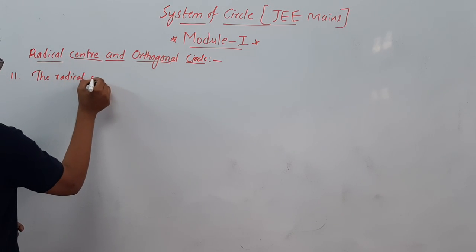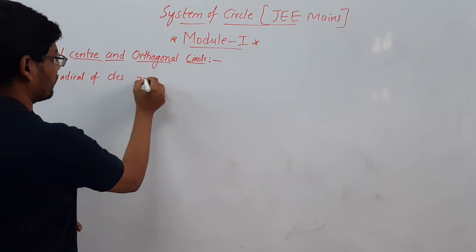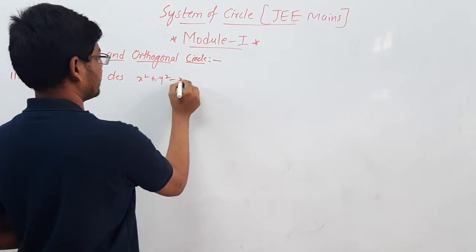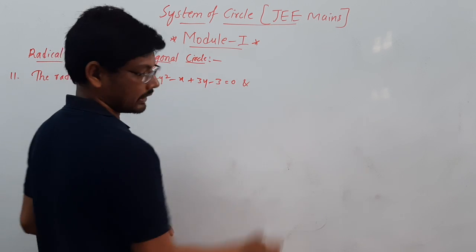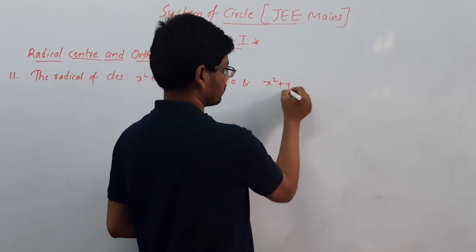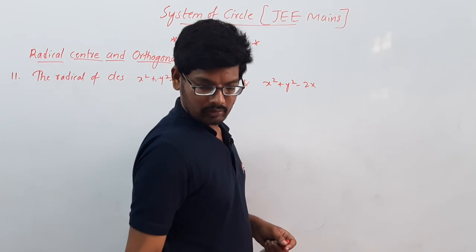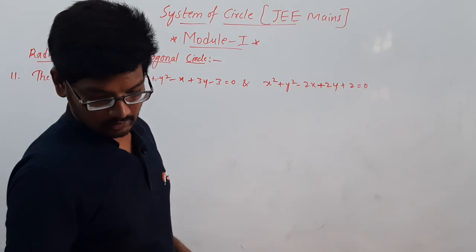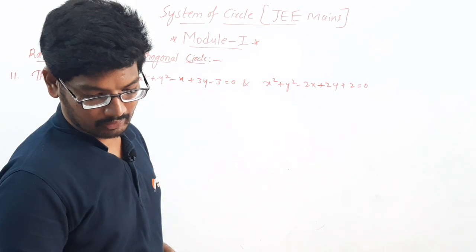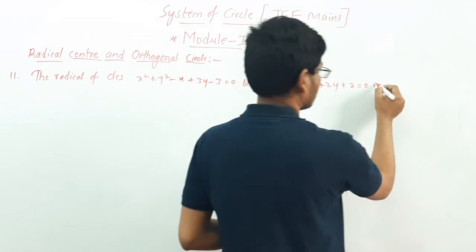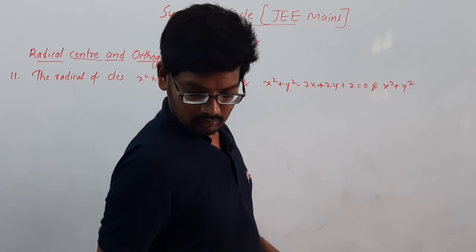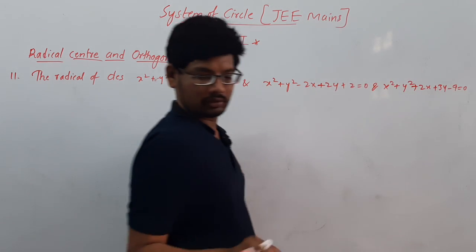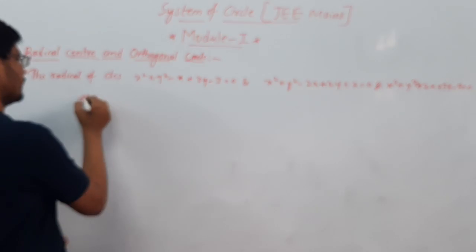The radical center of circles x square plus y square minus x plus 3y minus 3 is equal to 0, and x square plus y square minus 2x plus 2y plus 2 is equal to 0, and one more circle is given: x square plus y square plus 2x plus 3y minus 9 is equal to 0. First understand the question here.